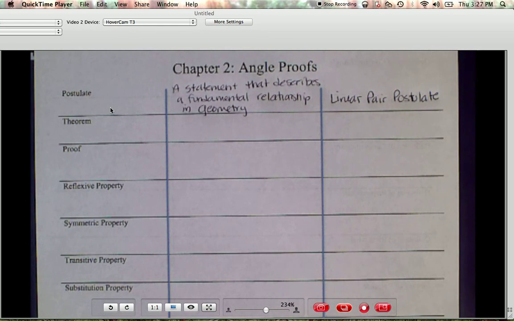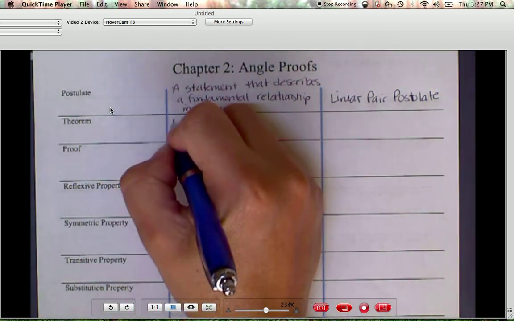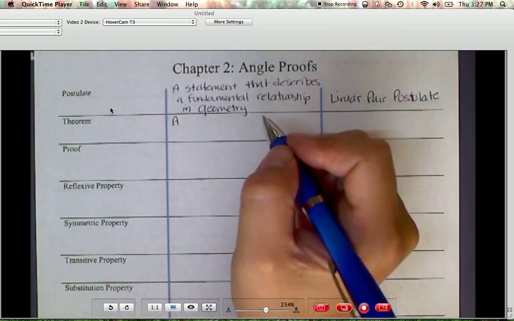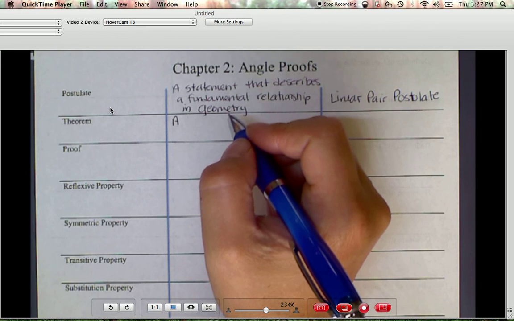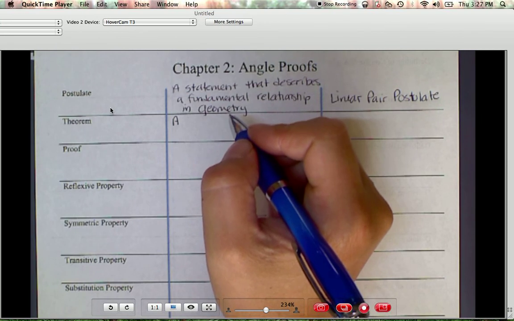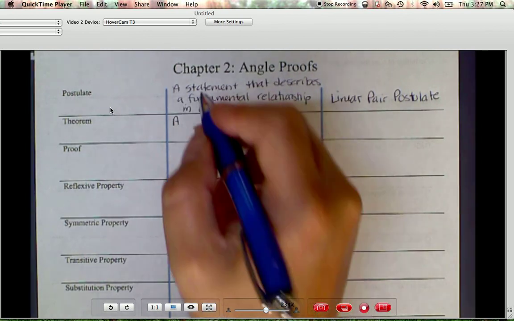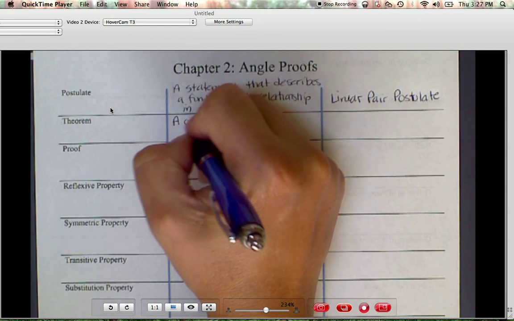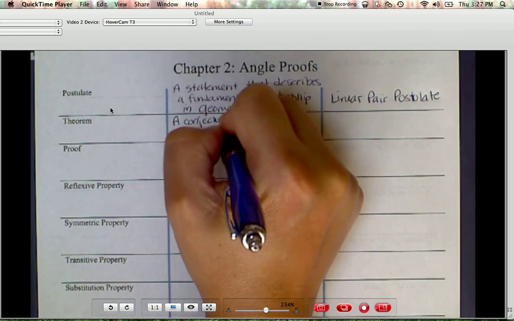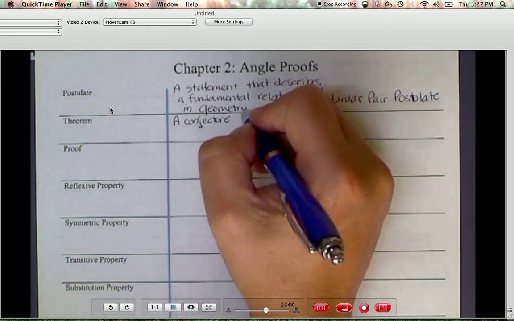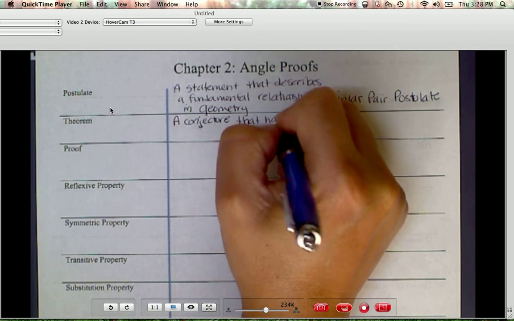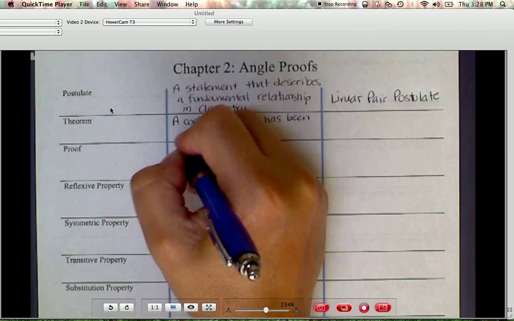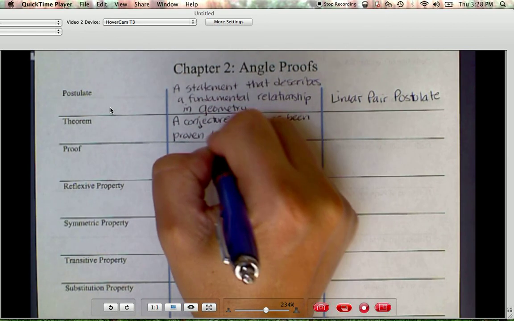Second, we have a theorem. A theorem is like a theory. It comes from the same word that theory comes from, but it has been proven to be true. So you can think about it being a theory, but someone took that theory and then proved it to be true every single time. So it's a conjecture or a theory. A conjecture is just like a theory or thought. A conjecture that has been proven to be true.